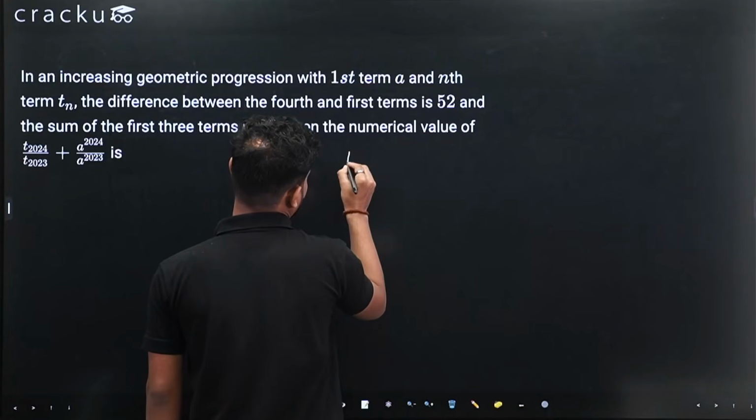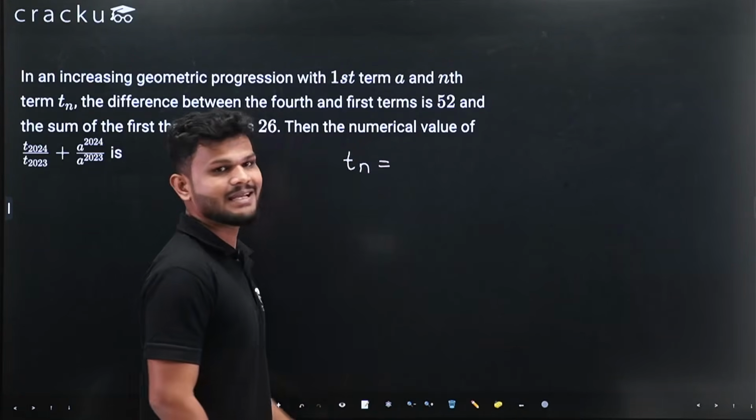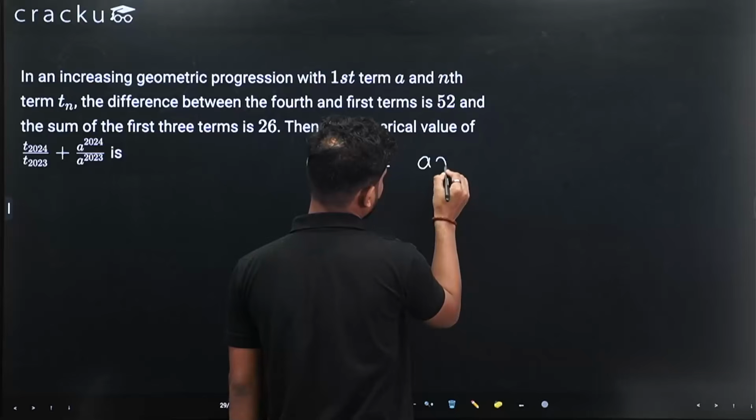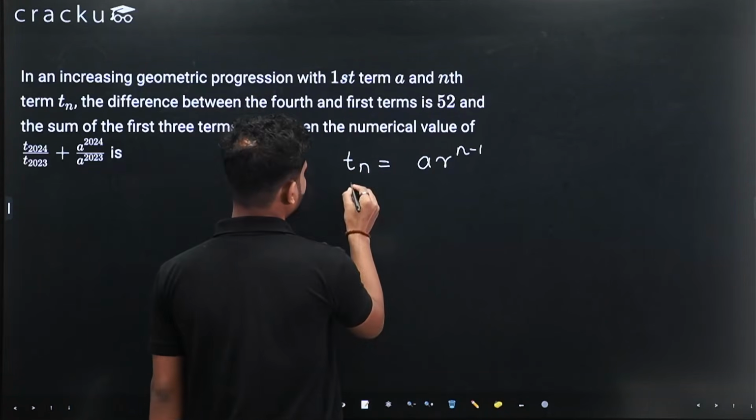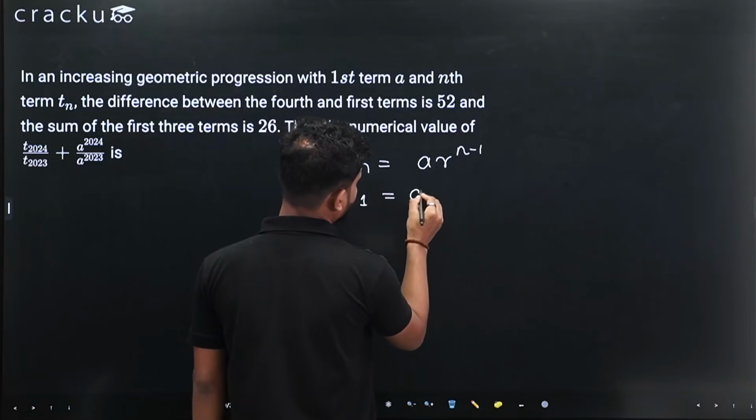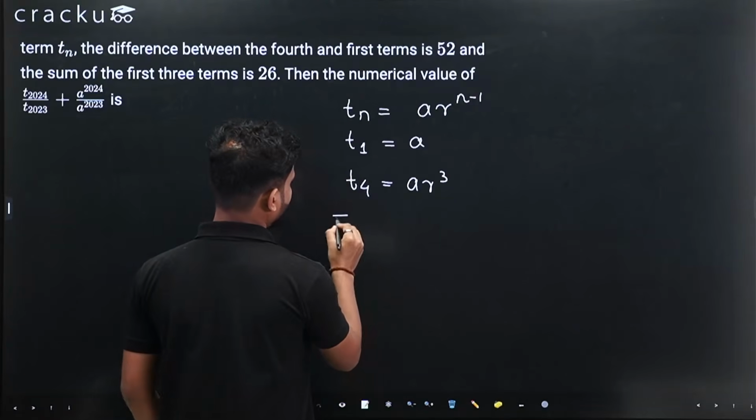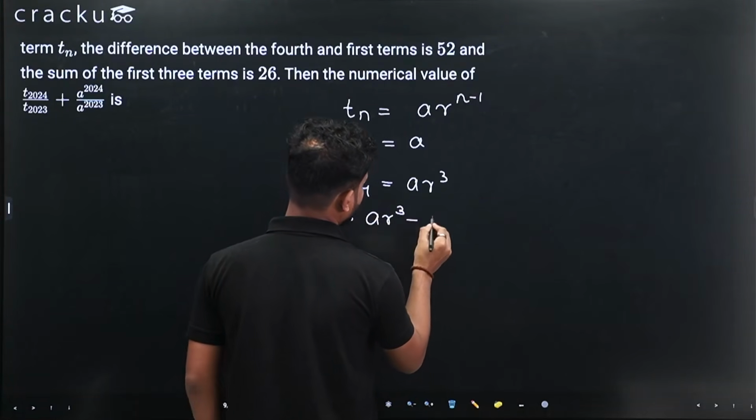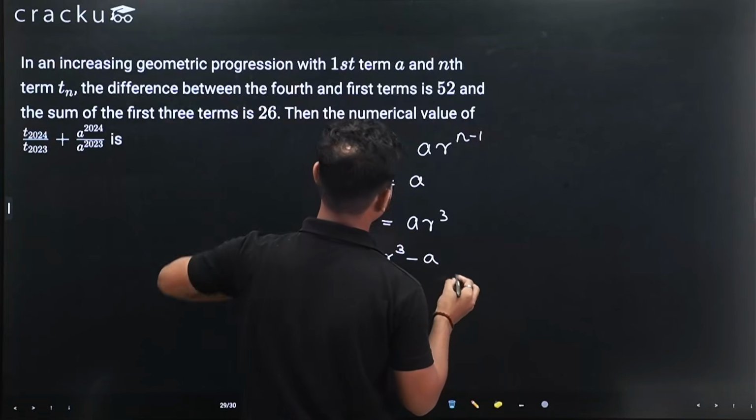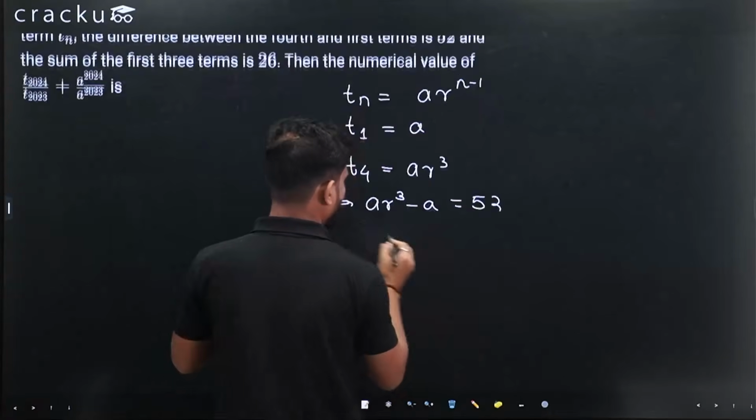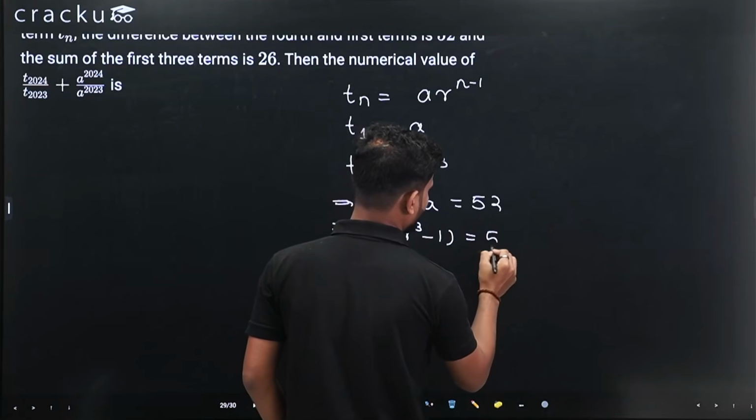Now, for a geometric progression tn, what will be the general term? It will be a into r raised to n minus 1, where r is the common ratio. So what will be the first term? T1 will be a. T4 will be ar cube. It is given that ar cube minus a, the difference between the fourth and the first term, is 52, or a into r cube minus 1 is given as 52.